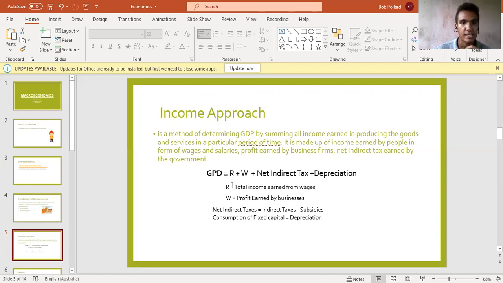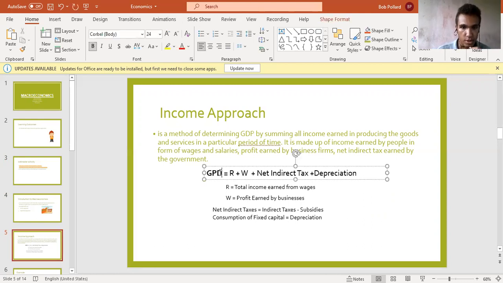So the formula is, oops, sorry, that is a mistake. GDP. So GDP is R plus W plus net indirect tax plus depreciation. So R stands for the total income earned from wages, and W stands for the profit earned by businesses. The net indirect taxes equals indirect taxes minus subsidies, and the consumption of fixed capital equals depreciation. These are some terms it would be helpful for you to learn when you come to do your activity.